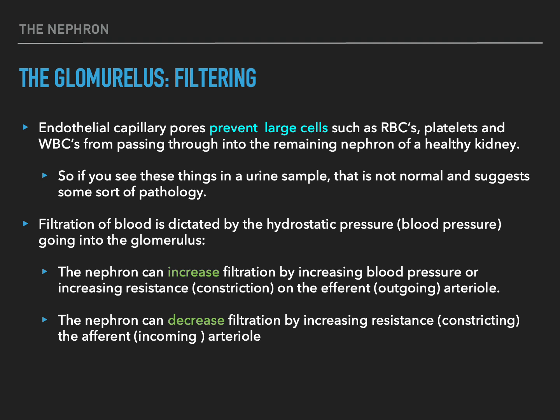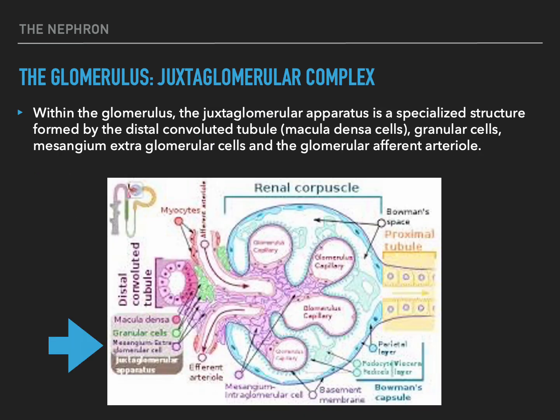If the nephron wants to decrease filtration, it can increase resistance or constrict the afferent incoming arteriole, so less blood is let into the glomerulus and less filtration will occur. How does the glomerulus know when to increase or decrease filtration? Well, there's specifically an area called the juxtamedullary complex that regulates the blood pressure.